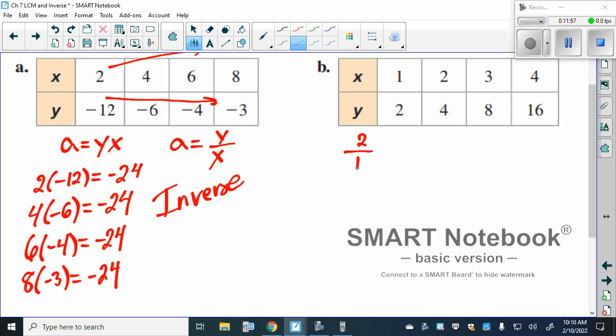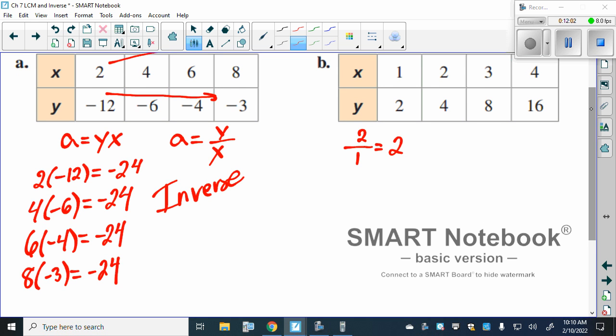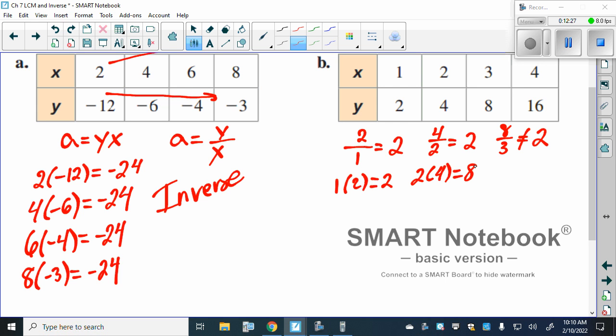So we can say 2 divided by 1 is 2. And we can say 4 divided by 2 is 2. So it's looking good. 8 divided by 3 is not 2. So it's most likely going to be neither one. And if we did the multiplication, 1 times 2 is 2. 2 times 4 is 8. Okay. Neither.